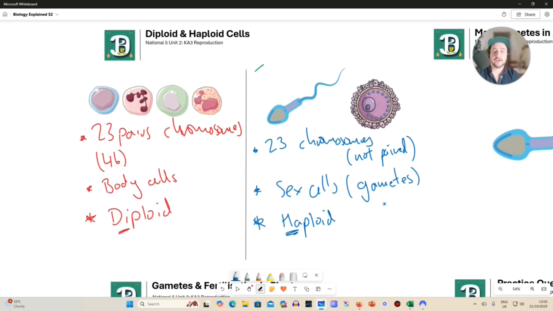So haploid cells are your gametes. They have 23 chromosomes only. And the purpose is, when these come together, you're going to have your full set of 46. Okay? So that's the difference between diploid and haploid, and we need to be using these words when we're describing our sperm cells, our egg cells, our gametes, as well as our normal somatic or body cells.